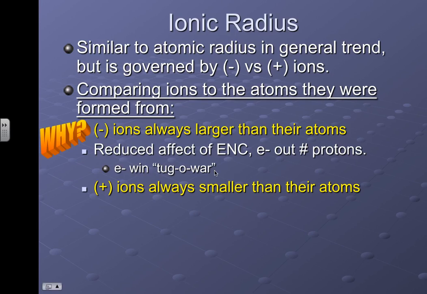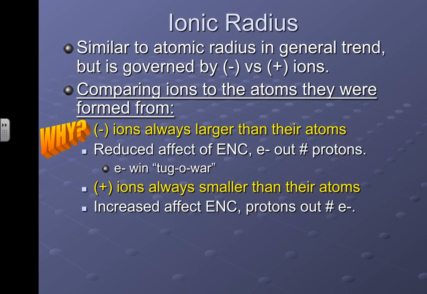So what happens if the electrons win is they can pull out, they expand out from the nucleus even further because the protons, plain and simple, just can't compete anymore. They can't pull on all those electrons because the electrons outnumber them. So it's exactly the same for the positive, but obviously the opposite.